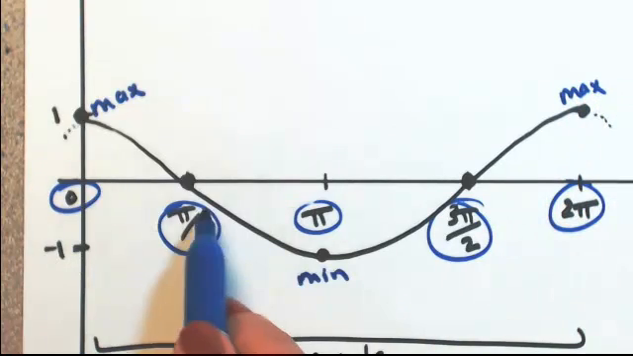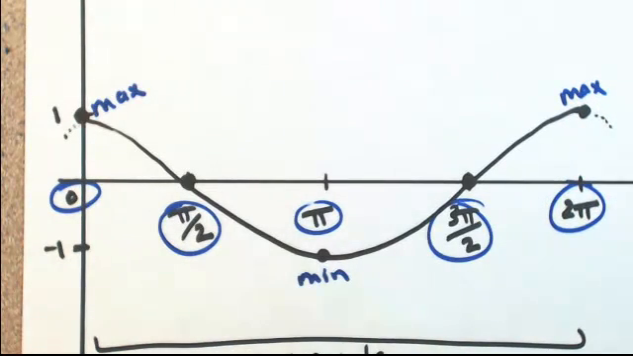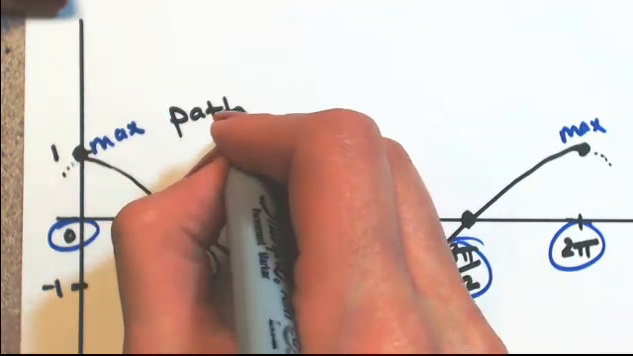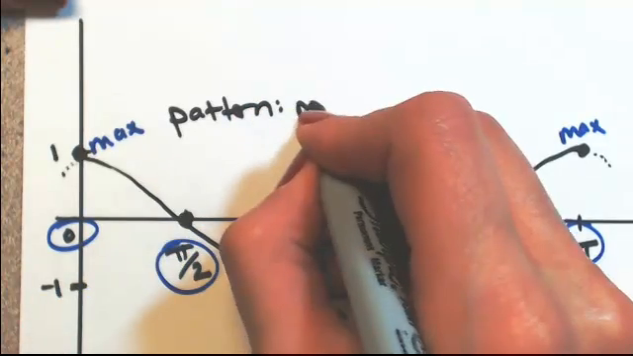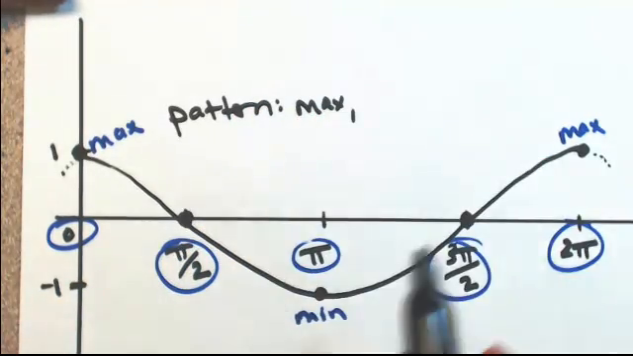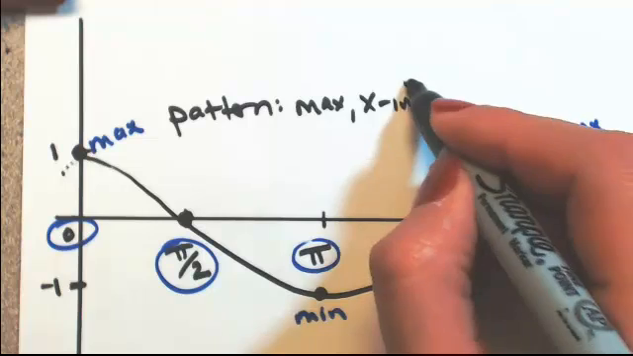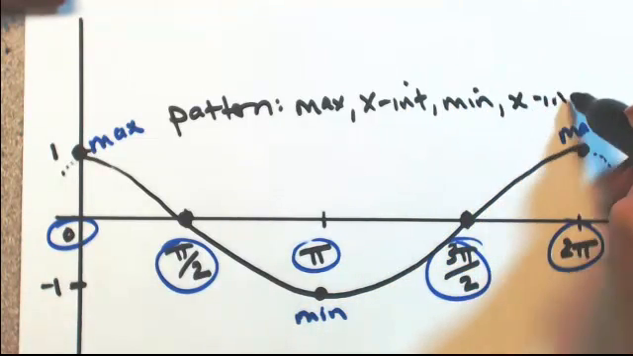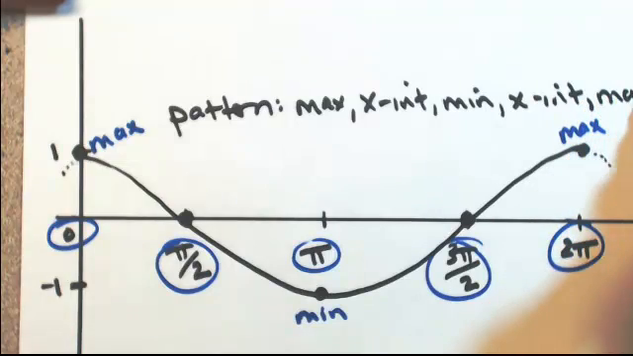So each of these values serves a very important purpose to our function. We're going to call those the 5 major points. And these 5 major points give us a pattern of a max, followed by an x-intercept, then a min, then an x-intercept, and then ending at a max.